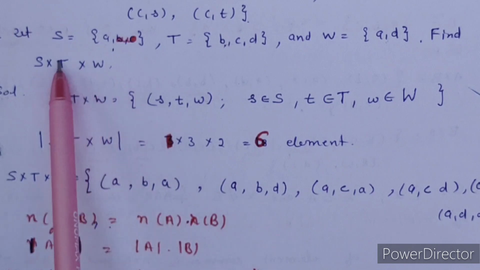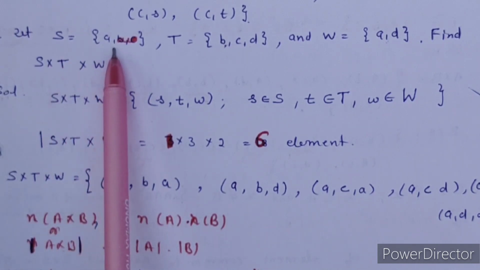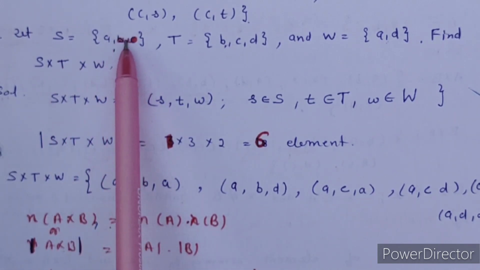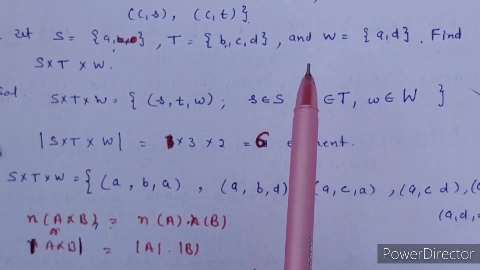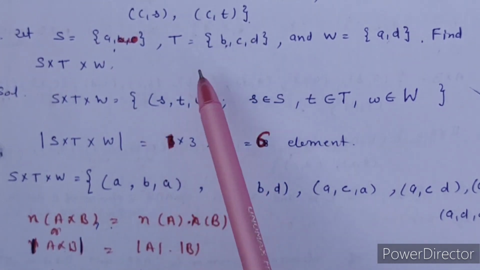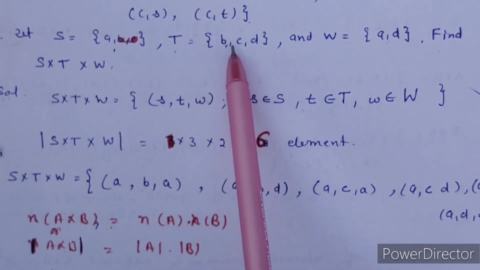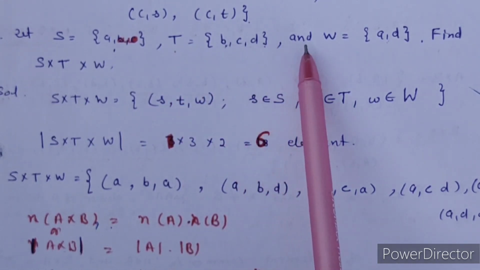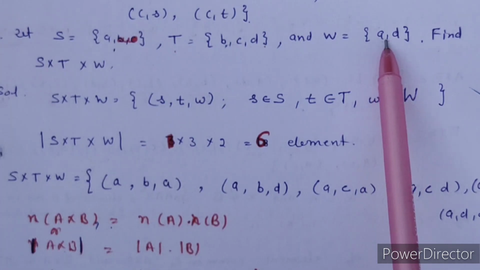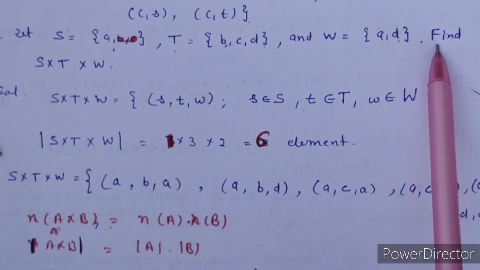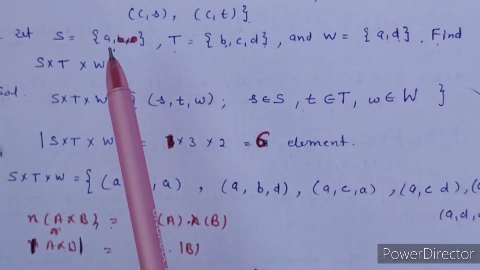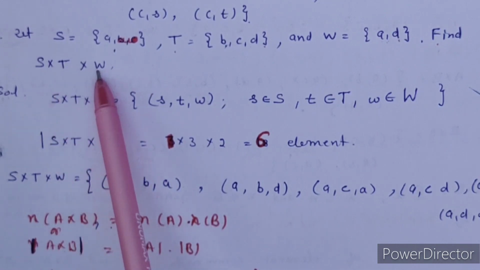Suppose S is the set containing one element, that is A. B and C I have taken in the T set, and T is the set which contains 3 elements B, C and D, and W is a set that contains A and D. The question is to find the Cartesian product of S, T and W.